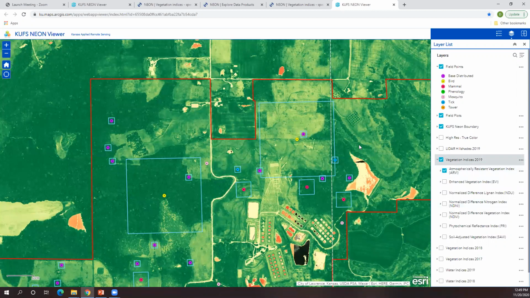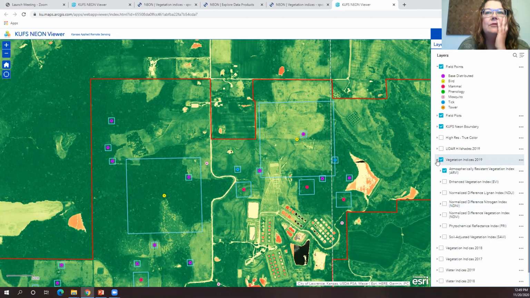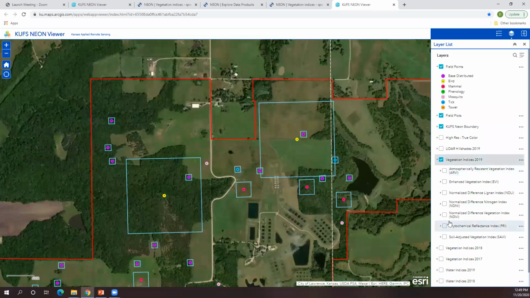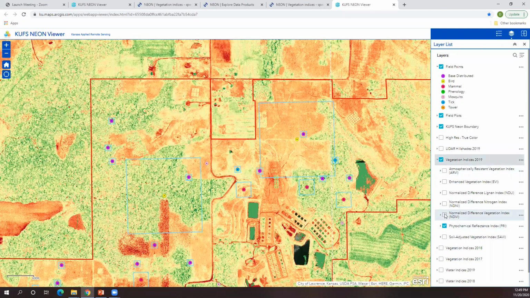No, but the 2018 down here is not covered over all the years. So I just put on the 2019 data. Yeah, so you can't see the plots very well. They don't stand out like they did in the previous year, but that's because there's vegetation everywhere. But we do have species composition there if you wanted to try to differentiate prairie species.